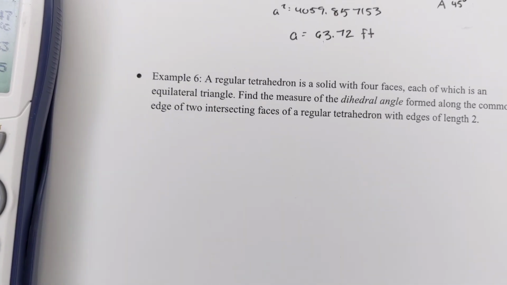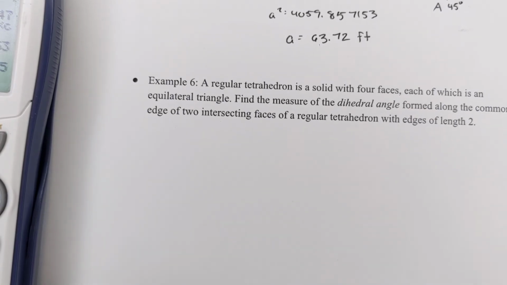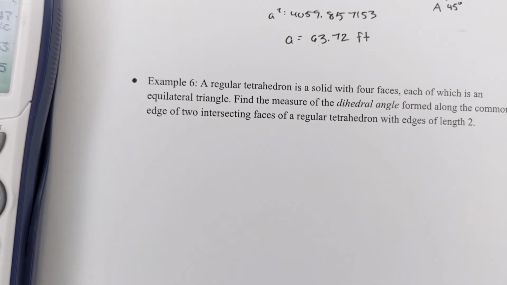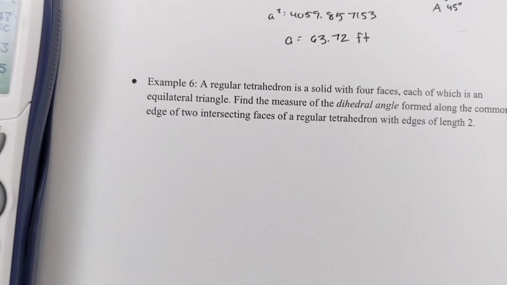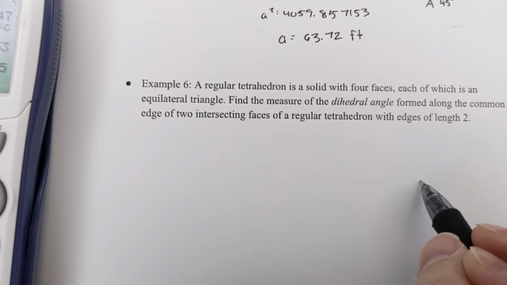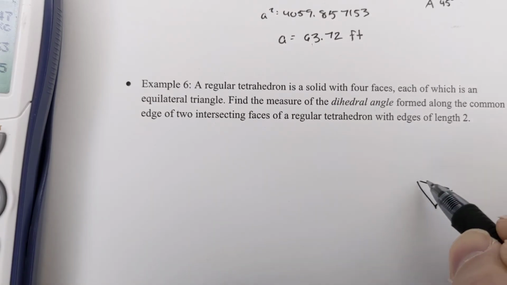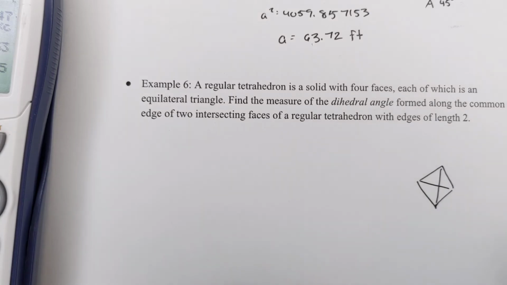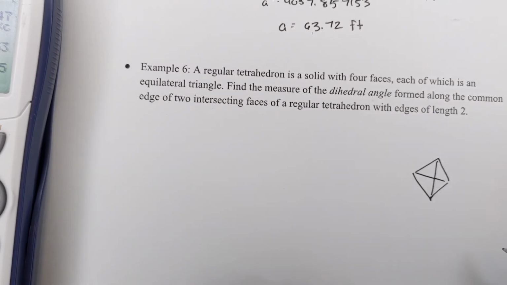Okay, example 6. A regular tetrahedron is a solid with 4 faces. Each face is an equilateral triangle. Find the measure of the dihedral angle formed along the common edge of 2 intersecting faces of a regular tetrahedron with edge length 2. Drawing this picture is going to be tricky because it's essentially a 4-sided die.